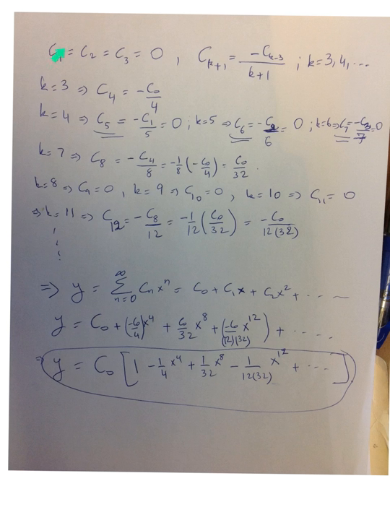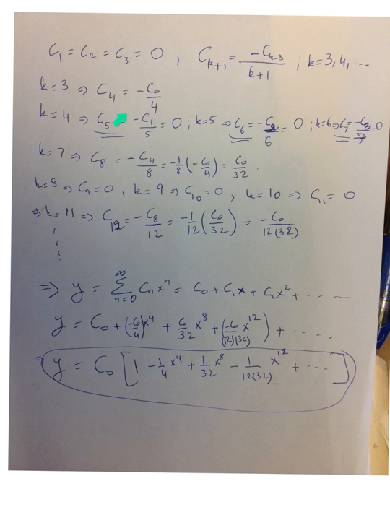What we got is c1 is equal to c2 is equal to c3 is equal to 0, and c(k+1), we solve for it, the updated one, remember, is equal to minus c(k-3) over k plus 1, for k is equal to 3, 4, and so on. So starting from k is equal to 3, we substitute over here, 3 plus 1, which is 4, and then 3 minus 3, which is 0, so I get minus c0 over 4.